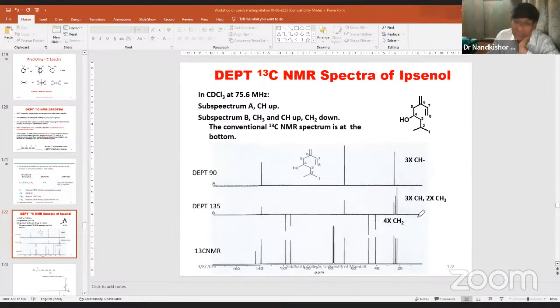Now DEPT 90 gives the correct information about the CH peak, that is methine. This 7th one is a CH peak, another one is carbon 2, and there are 4. So there are 3 carbons having only one hydrogen, so these are CH methine peaks. Now if you subtract these methines, this one, this one, and this one, the rest, this one and this one, remaining 2, are CH3 peaks. So there are 2 CH3s. Which are those? This one and this other one.